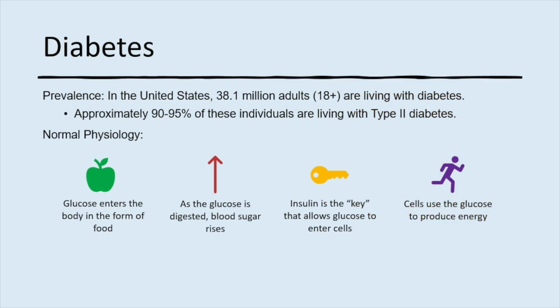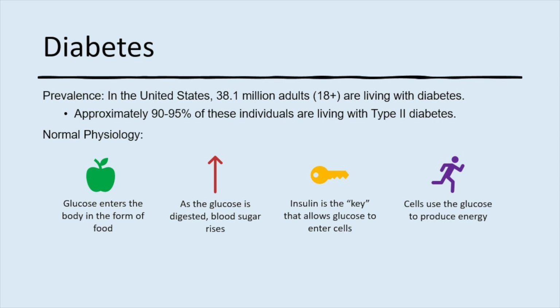The second condition in the cardiac triad is diabetes. In the United States, diabetes has become very common. According to the CDC, in 2024, 38.1 million Americans above the age of 18 are living with diabetes. This makes up approximately 11.6% of American adults. Of this population, it is estimated that 90 to 95% are living with type 2 diabetes, specifically.